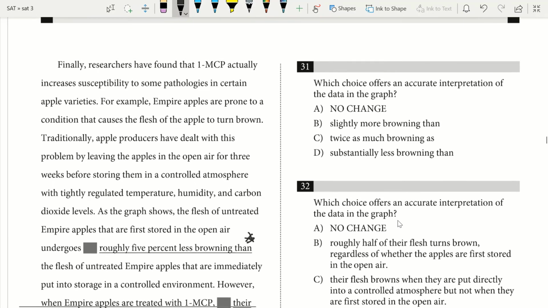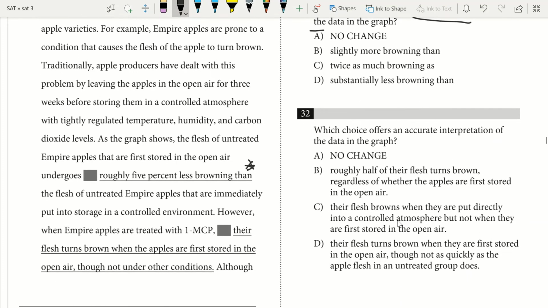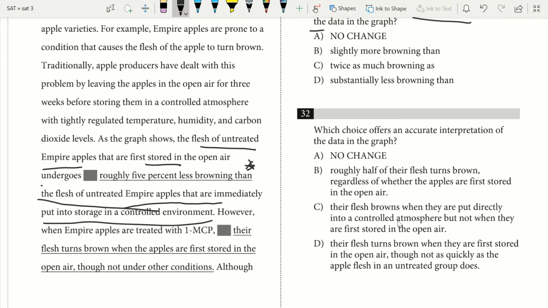To answer which choice offers an accurate interpretation of the data in the graph, we're comparing the flesh of untreated Empire apples that are first stored in open air versus the flesh of untreated Empire apples that are immediately put into storage in a controlled environment. So now we're going to look at our answer choices, and find which one is supported by the data in the graph. Alright, so we're just going to go down our list. To start with, we're going to look at the flesh of untreated Empire apples first stored in open air, and then compare that to the flesh of untreated apples that are immediately put into storage.